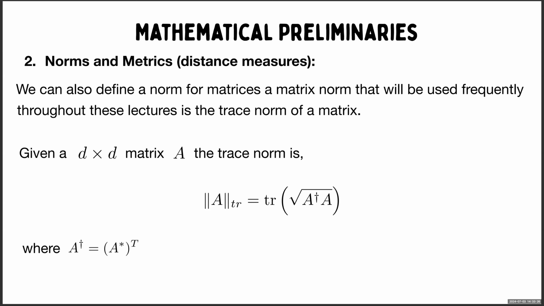Okay, so we spoke about how you can calculate the norm for an operator, but we can also define a norm on matrices, right? Because of course we can represent every operator in a matrix. So a very important norm that you'll use for matrices in this course will be the trace norm. If you have a D by D matrix A, then the trace norm is just given by the trace of the square root of A dagger A, where A dagger represents just the complex conjugate transpose of the matrix A. So this is the trace norm, and it's used quite a lot in quantum information theory and quantum computing. And we'll also use it in this course when we talk about simulating open quantum systems.